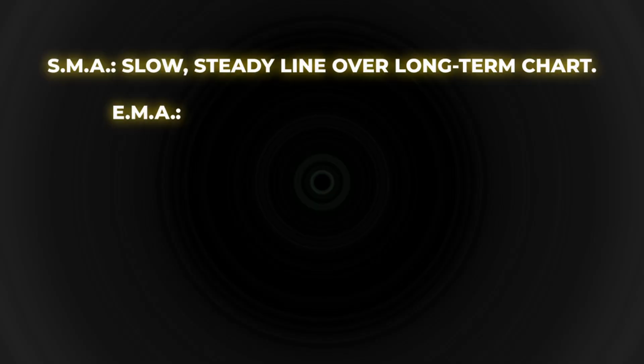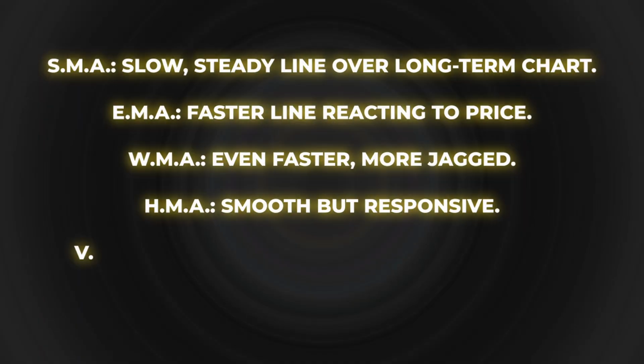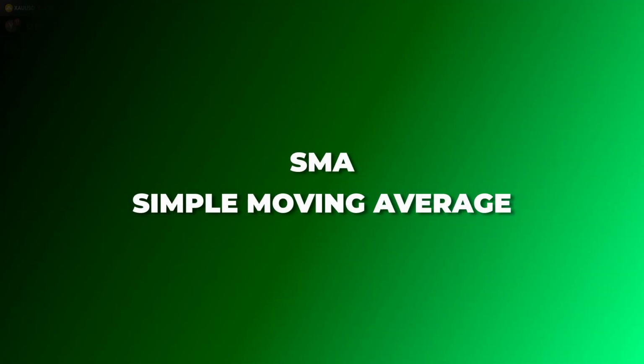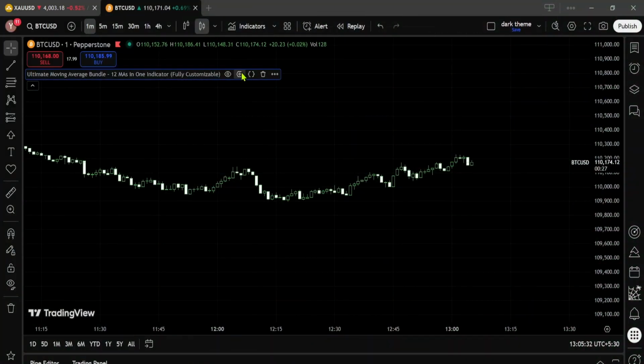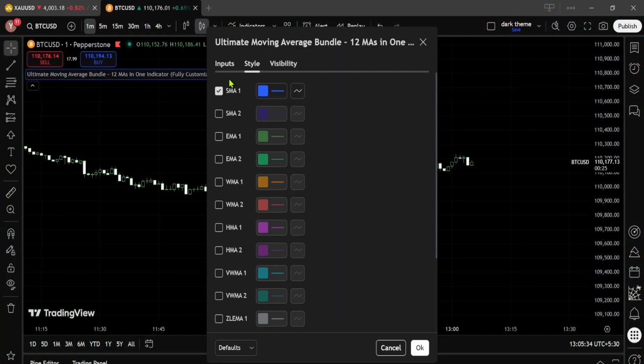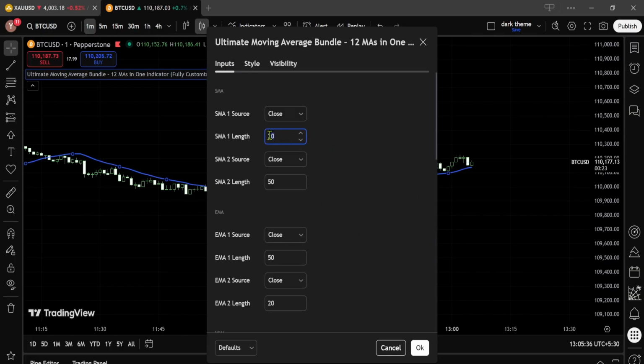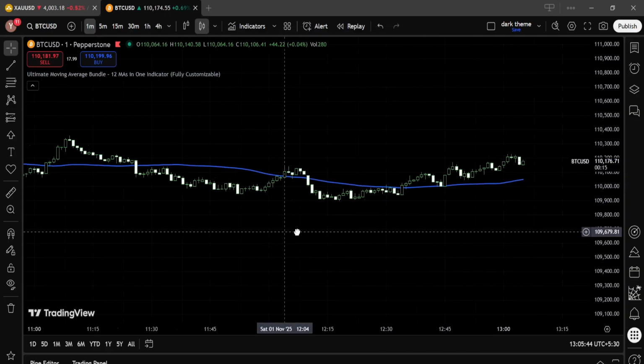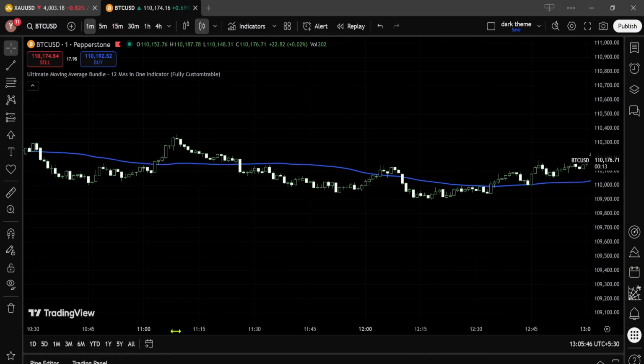There are different types of moving averages, and each one has its own purpose. The simplest version is the SMA, Simple Moving Average. It gives equal weight to all candles in the selected period. If you choose the 50 SMA, it averages the last 50 candles. It's steady, slow, and great for identifying long-term direction.